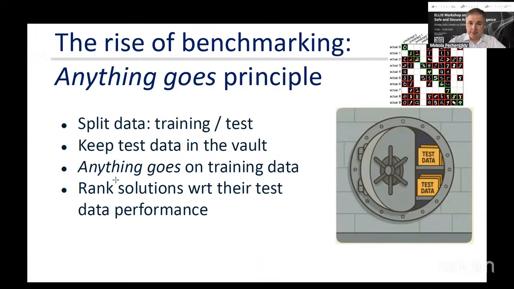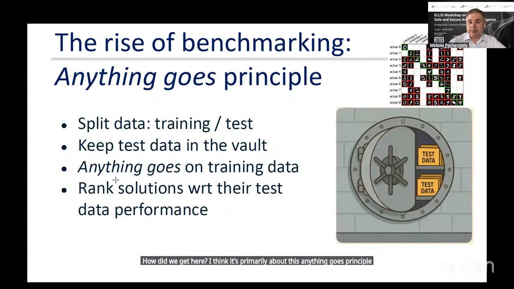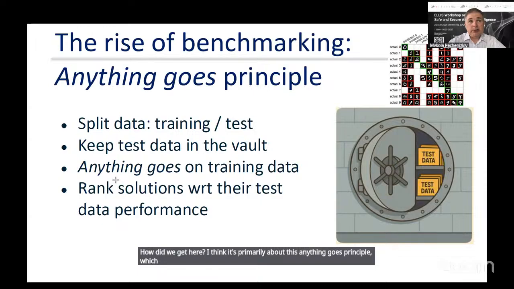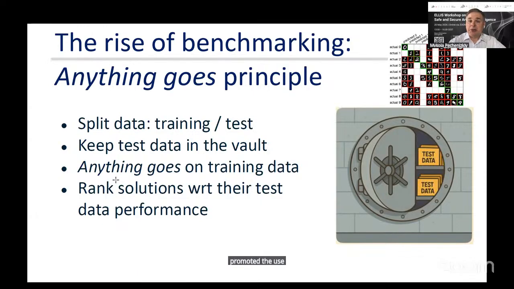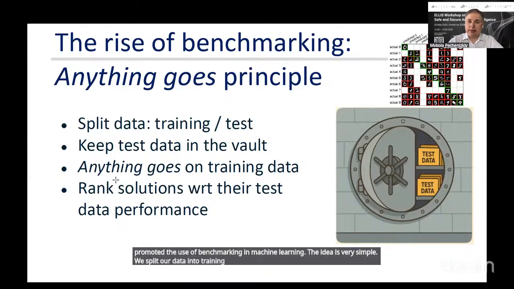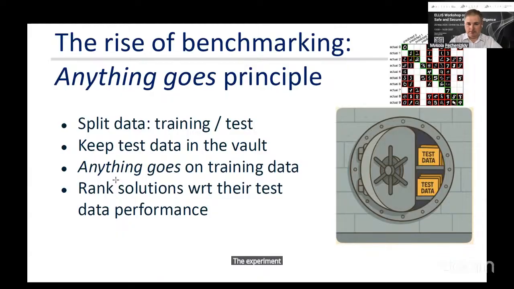How did we get here? Well, I think it's primarily about this anything goes principle, which promoted the use of benchmarking in machine learning. The idea is very simple. We split our data into training and test. We put test data into the vault. We don't look at it. Now we can do anything we want on training data and let the experiment decide which ideas win. Let's move next.